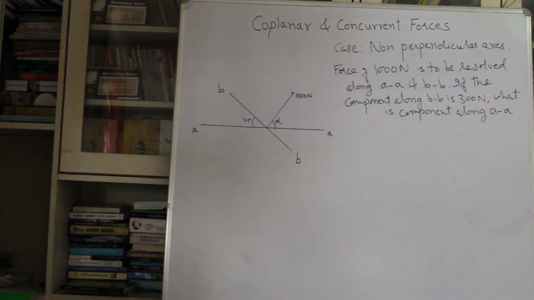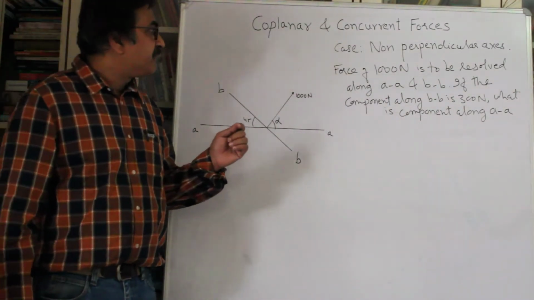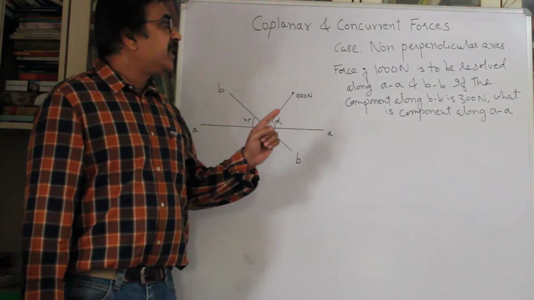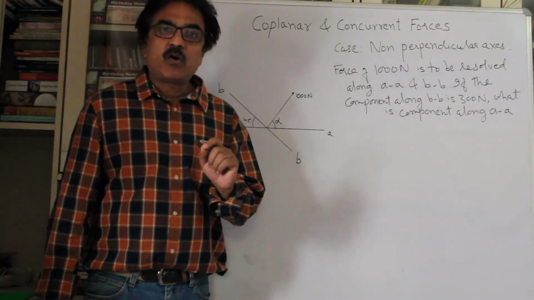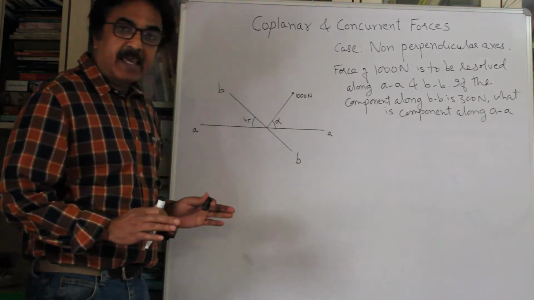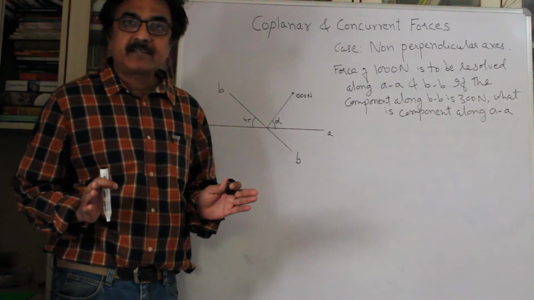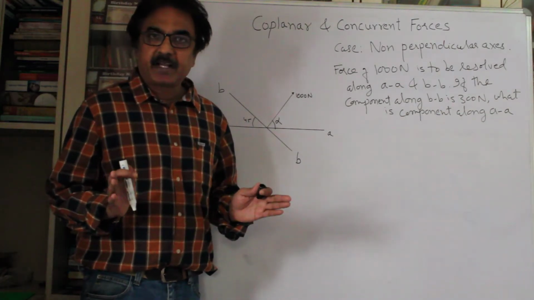Read the problem. You have a force of 1000 newtons and this is to be resolved along AA and BB. If the component along BB is 300 newtons, what is the component along AA? What you should note is this is a case where the force is to be resolved along non-perpendicular axis. You are not resolving the force along x and y, which are perpendicular axis.